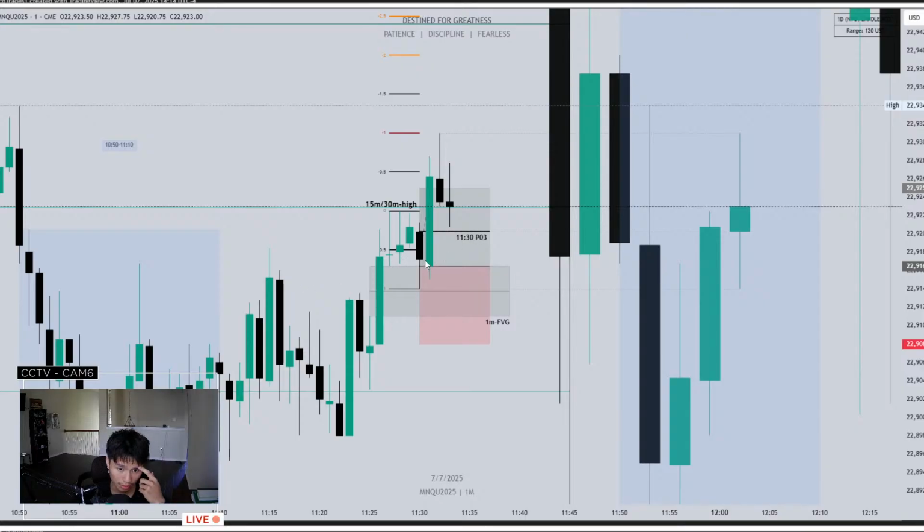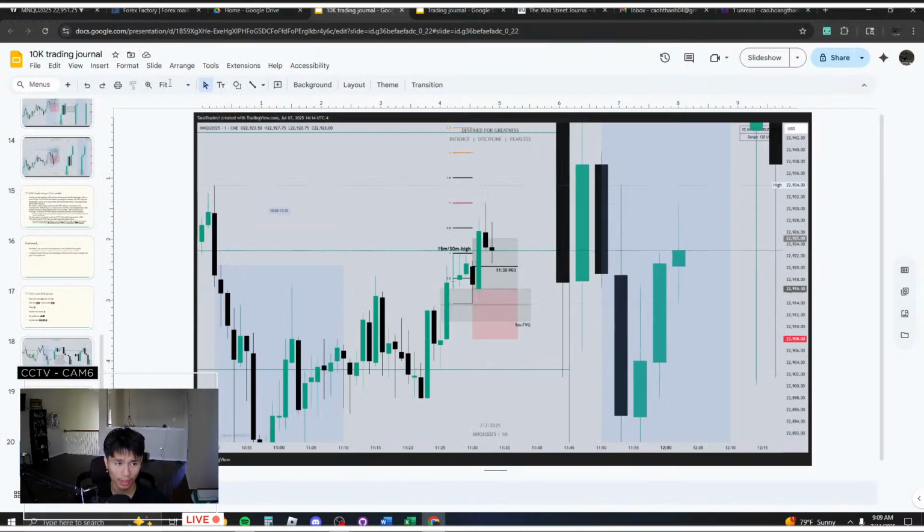So we get that rebalance into the inefficiency, into the fair value gap. We respect it. We take out the 15-minute high. After we take out the 15-minute high, we don't stop. We continue higher towards the premium of the dealing range. And so that's basically the setup. Very simple. Higher time frame objective, model, entry pattern. That's all you kind of require.